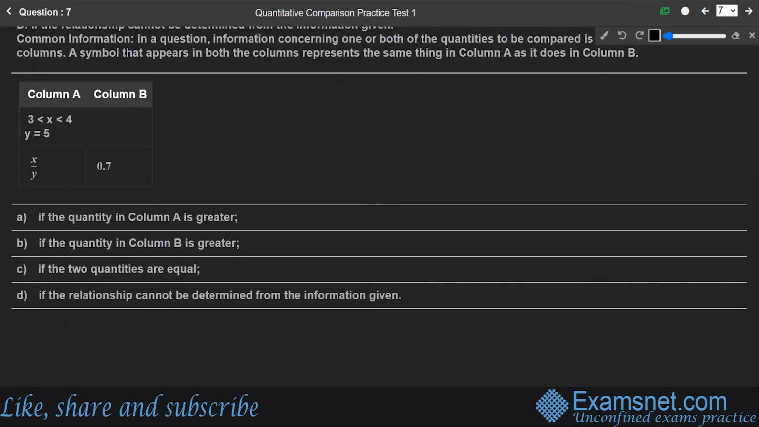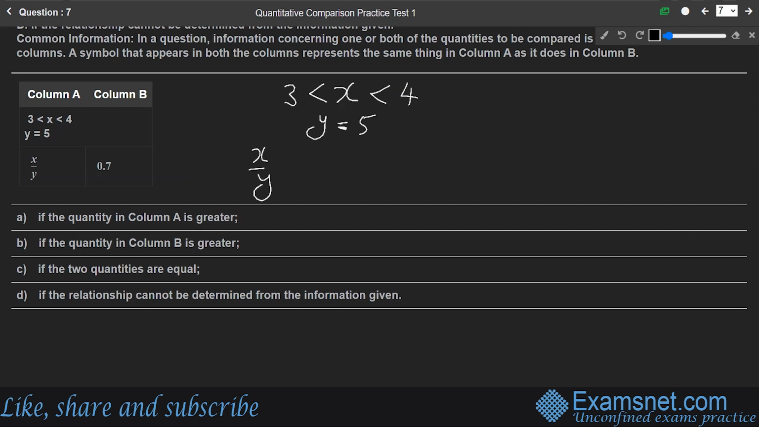Now the question says column A and column B. Before that, there's information provided. X value is less than 4 and greater than 3. That is the information provided, and y is equal to 5. So this is the information common to both the columns. Column A has got the value as x by y. Okay, so now x can be anything between 3 and 4, as they stated.